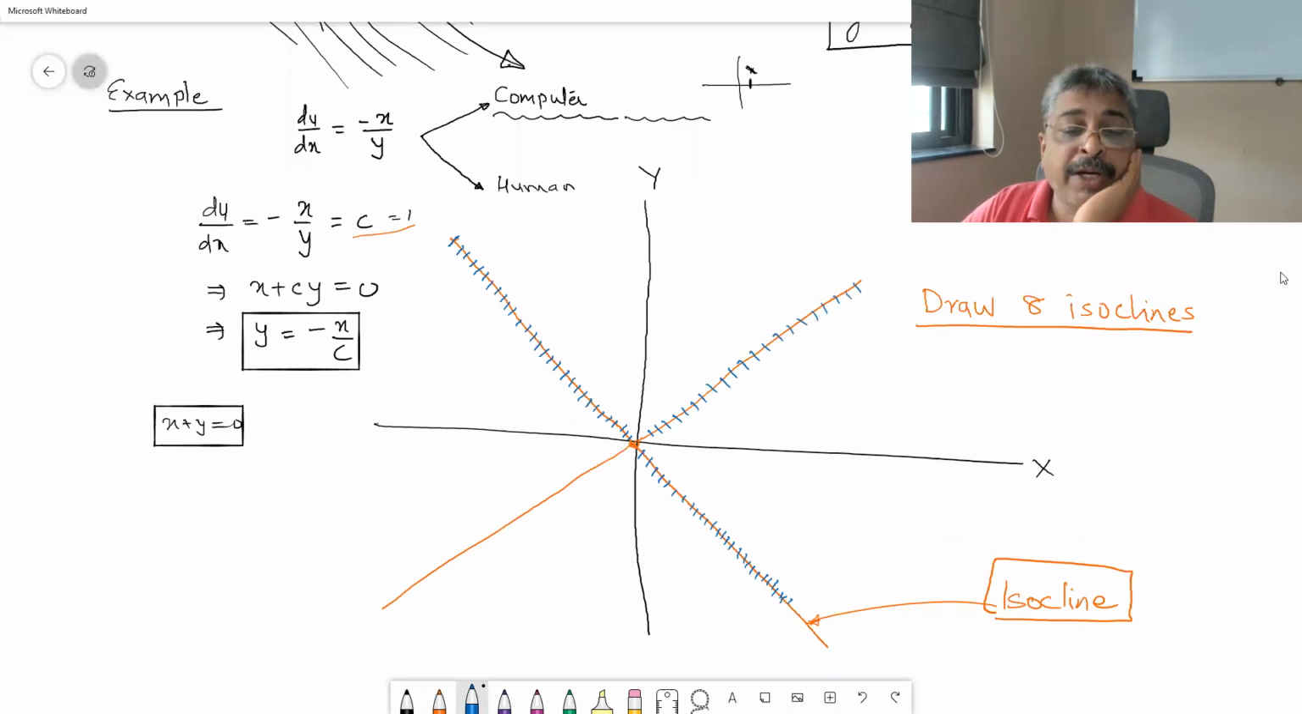It is good in this particular example that the tangent segments are perpendicular to the isocline, because if you see the slopes of both of them, the product of the slopes is -1. Okay. Then I draw somewhere here.